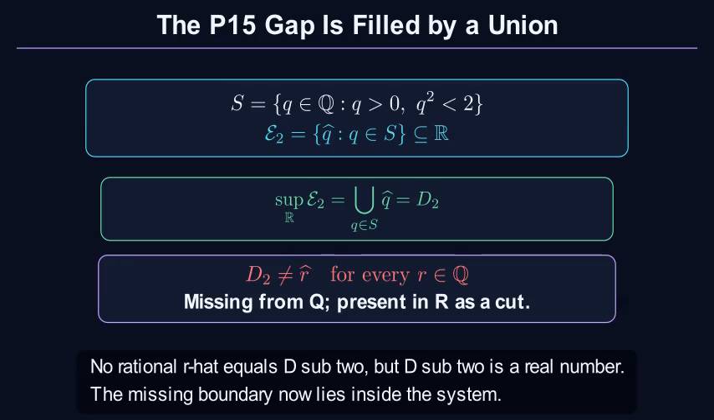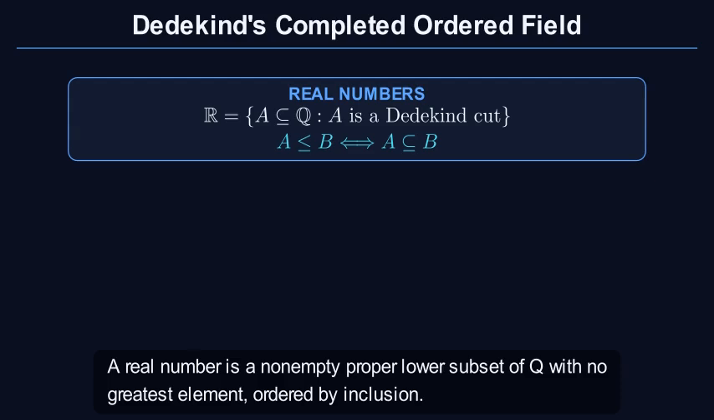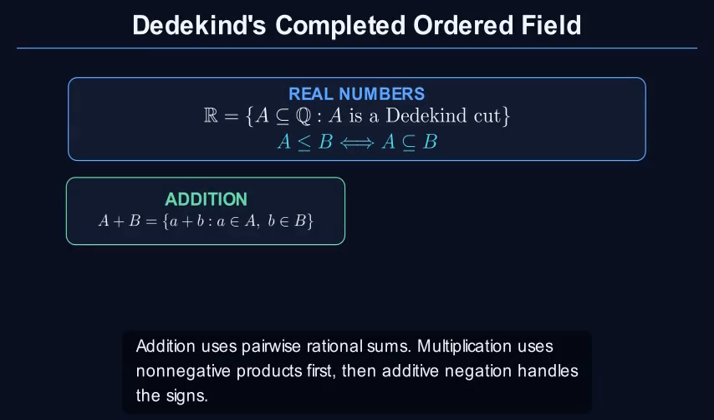No rational r hat equals D sub 2. But D sub 2 is a real number. The missing boundary now lies inside the system. A real number is a non-empty proper lower subset of Q with no greatest element, ordered by inclusion. Addition uses pairwise rational sums. Multiplication uses non-negative products first. Then additive negation handles the signs.